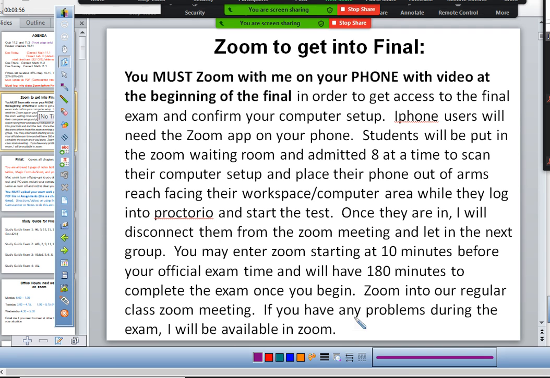And again, that's zooming into our regular class Zoom meeting on your phone. If you normally do the Zoom meeting with the exam with me, then I would just set you aside. That's no problem. But you should probably just start at the right time, so I can take care of this other stuff first. If you have any problems during the exam, again, I'll be available in our class Zoom, so you can come in there and check in with me.